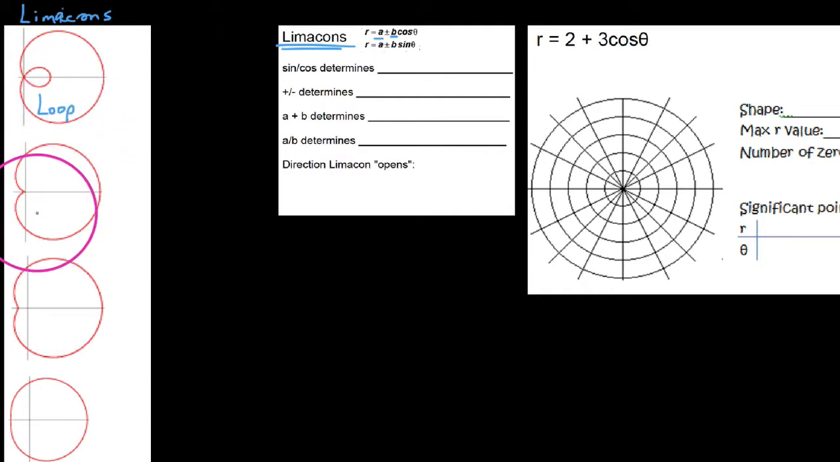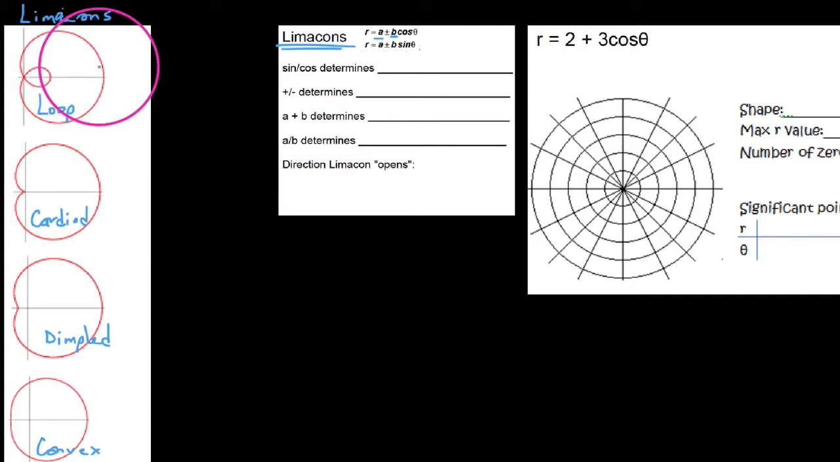This one right here we're going to call a cardioid. In medical terms, you'd say heart-shaped, cardioid. We also call this one a dimpled limacon. And then this one, where we have a bend on the left side, is what we would refer to as a convex limacon. So this is the evolution.